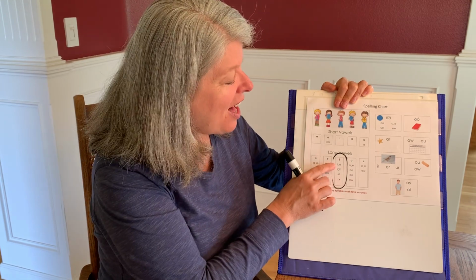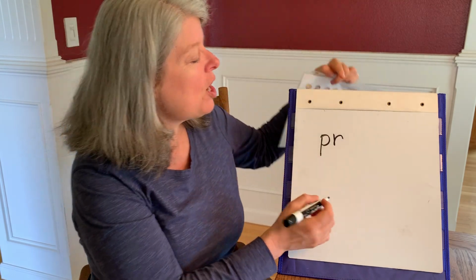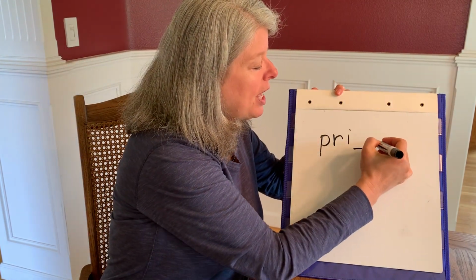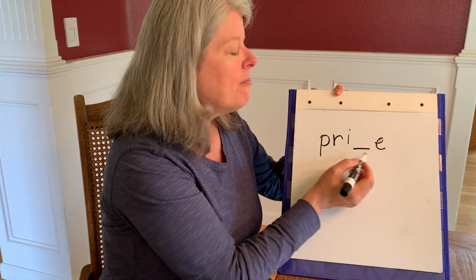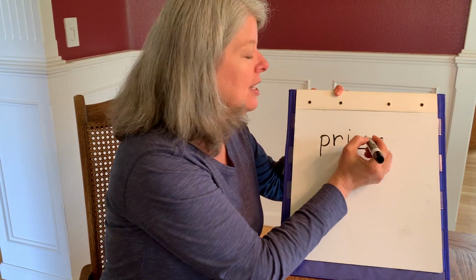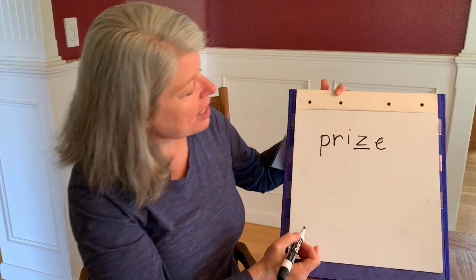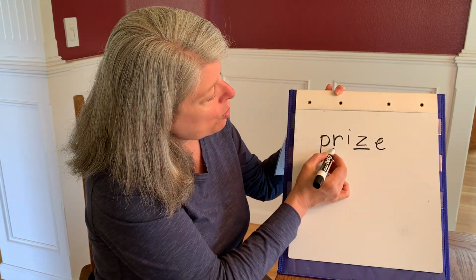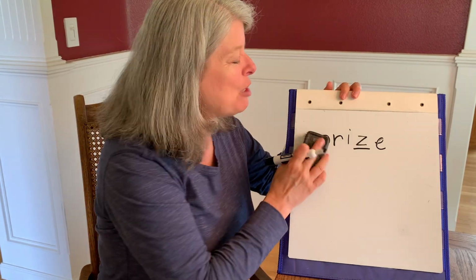Did you say I blank E or I silent E? Let's try it. I blank E. What letter would go in the blank? Prize. It's a Z. Does that look right to you? Prize. Yes, that's the correct spelling. All right, let's try another one.